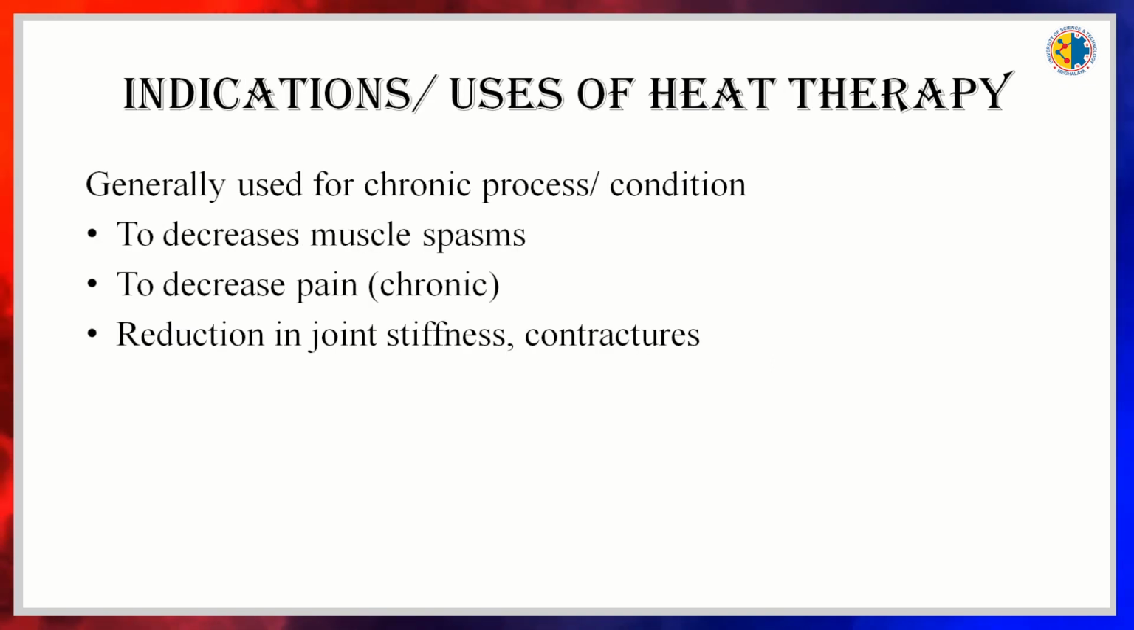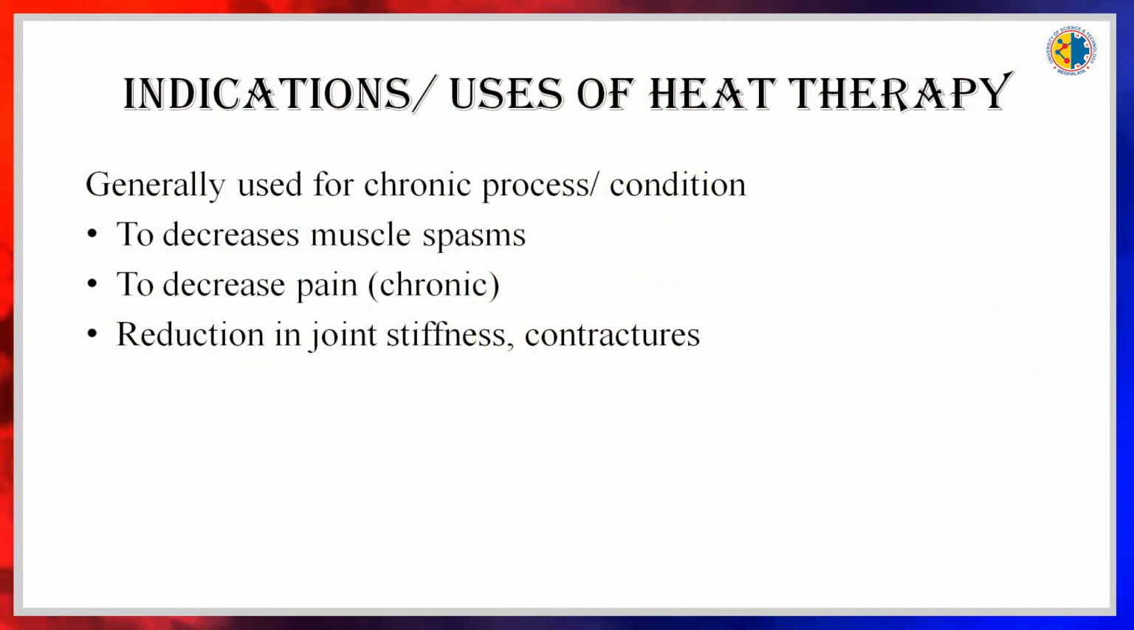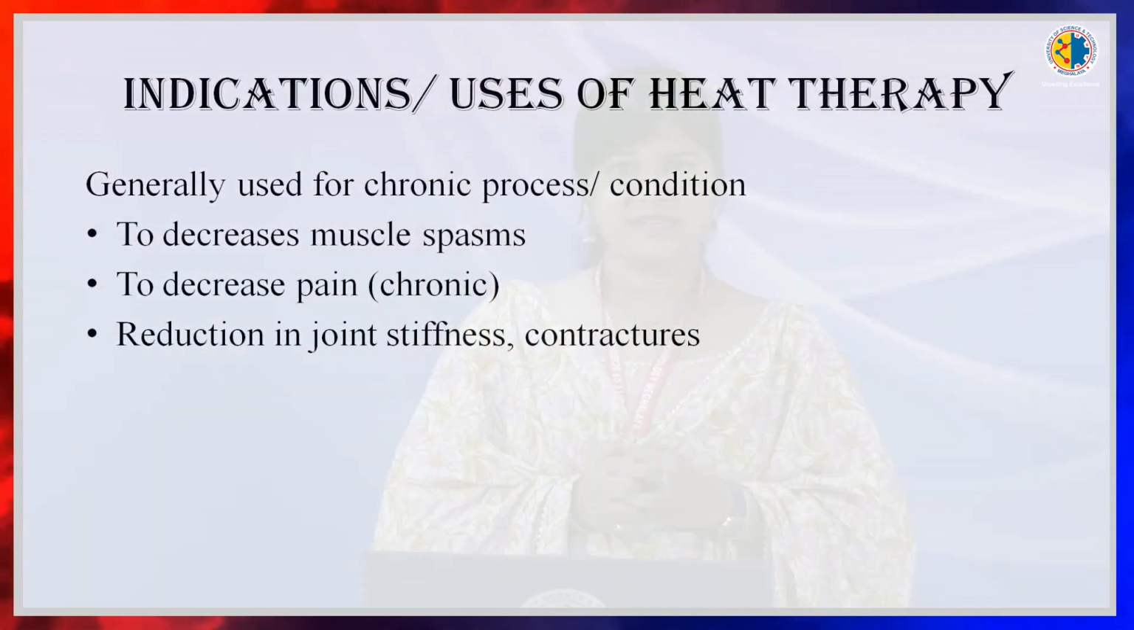Next comes the indications and uses of heat therapy. Indication means what it is used for. Generally it is used for any kind of chronic condition, any kind of pain-related issue, muscle spasm and joint stiffness. This is mostly important. Also, for contracture you can use heat therapy.